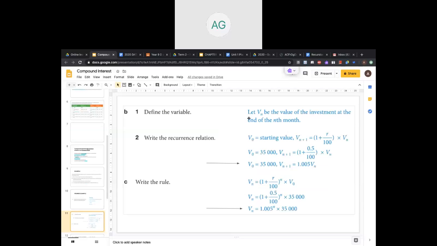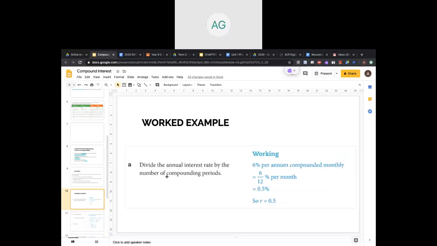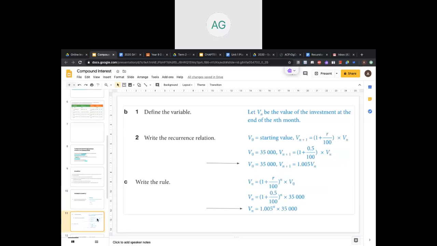Okay. So now for writing down the recurrence relation, let's find out Vn. So that was your first part, that's done, like finding the rate of interest for the compounding period. So it's monthly and you divide it by 12 and you get 0.5. The next was to write down the recurrence relation. So you need V0, Vn for that. So let Vn be the value of an investment at the end of nth month. So V0 is your starting value, and your starting value is $35,000 from the question.